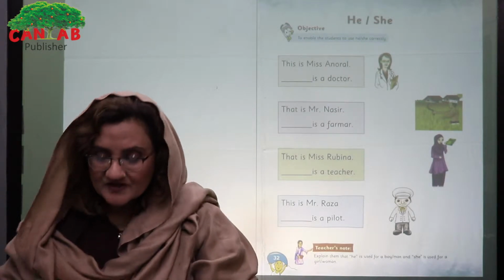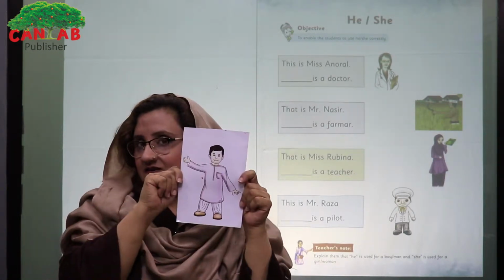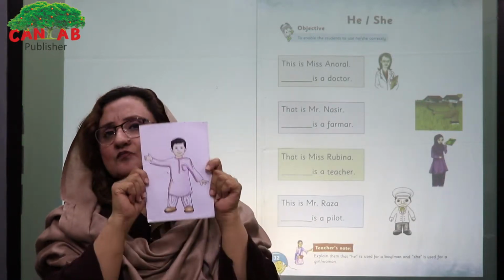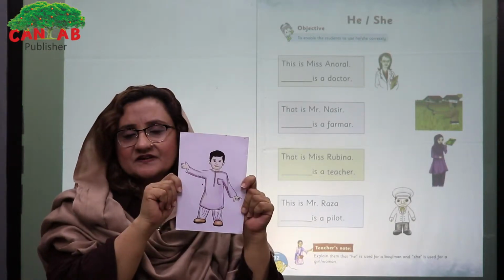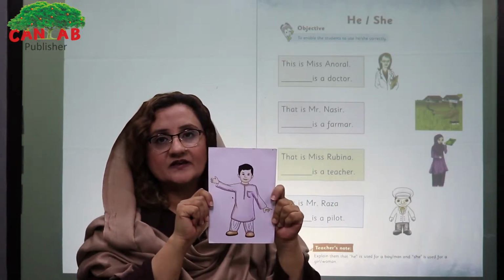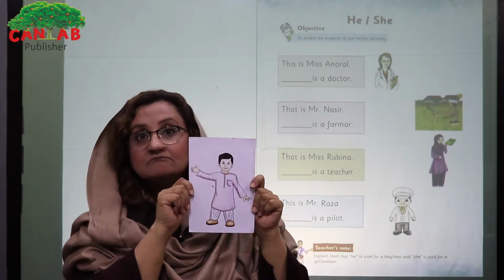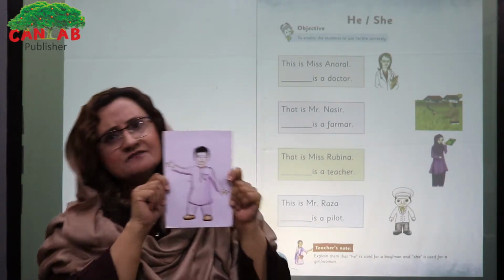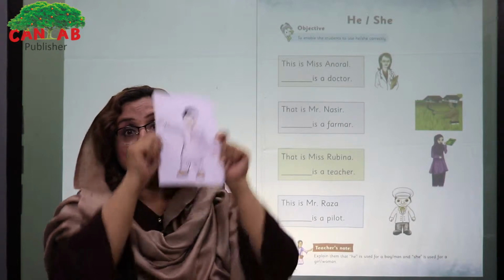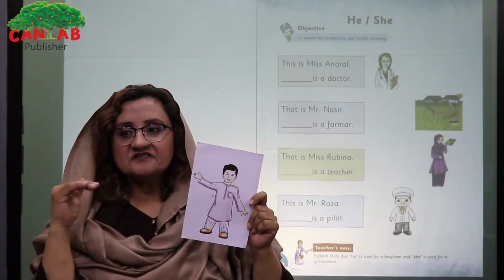Okay. Look here. Who is he? He is Manzar. Manzar is a boy, and Manzar is 6 years old, and Manzar reads in grade 1, and Manzar lives in Islamabad, and Manzar wants to be a pilot. Manzar.